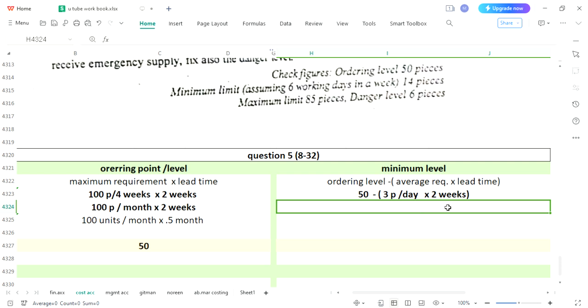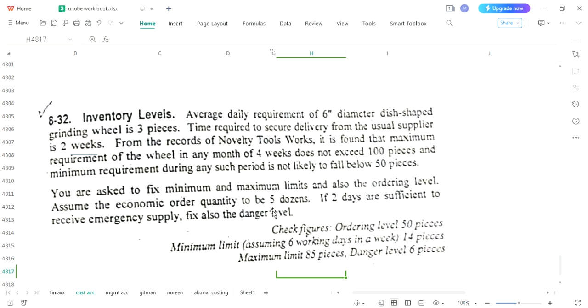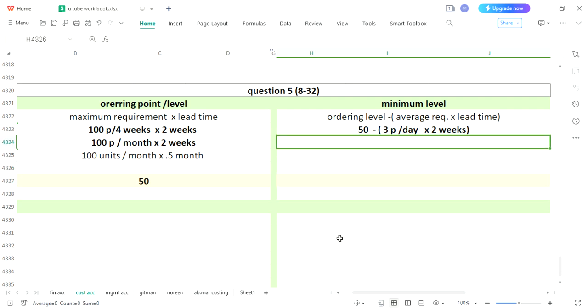You can see that the inputs are not matched with each other. This requirement is 3 pieces per day, while time is 2 weeks. Again, there can be 2 methods. And there is a little help given in the question as well. In the answer, it has been mentioned: assuming 6 working days in a week. So in Pakistan we do have 6 working days as well.